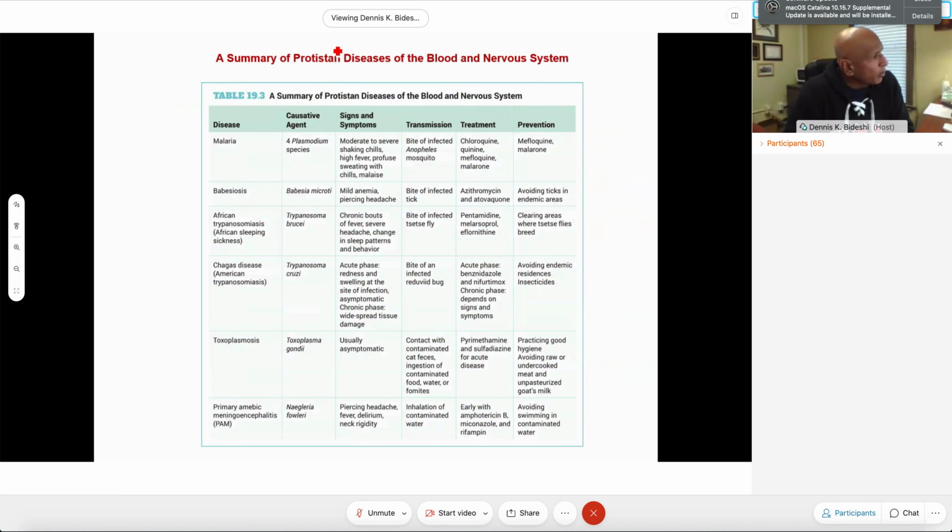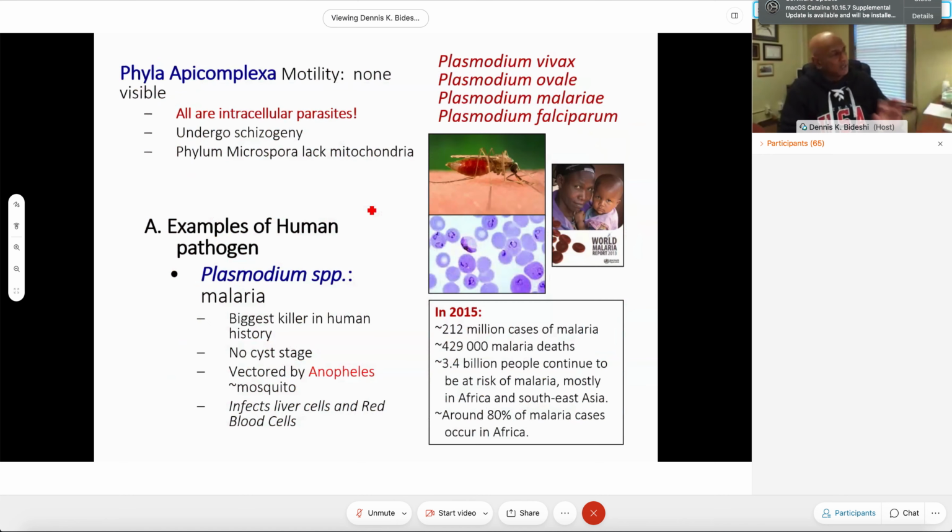I want to turn next to organisms that cause disease in the internal organs, like the blood and central nervous system. And these are the ones: malaria, babesiosis, African sleeping sickness. I know some of you probably presented these diseases in the laboratory. Chagas disease, toxoplasmosis, caused by Toxoplasma gondii. And then, of course, primary amoebic meningoencephalitis caused by Naegleria fowleri. So names of disease, organisms that cause the disease, signs and symptoms, and then transmission. All right? So let's focus on these.